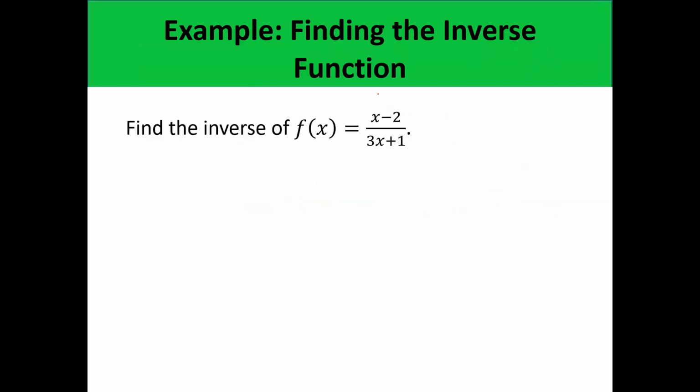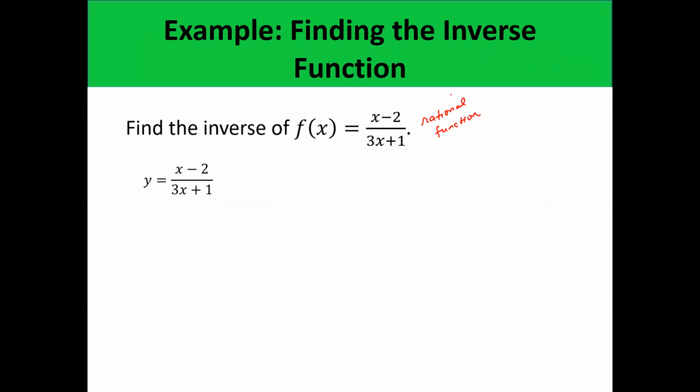So now, going to another example. To verify the property of the domain and range, let's use the following function. Find the inverse of f(x) = (x - 2)/(3x + 1). Take note that this is a rational function, which you learned from the previous videos.